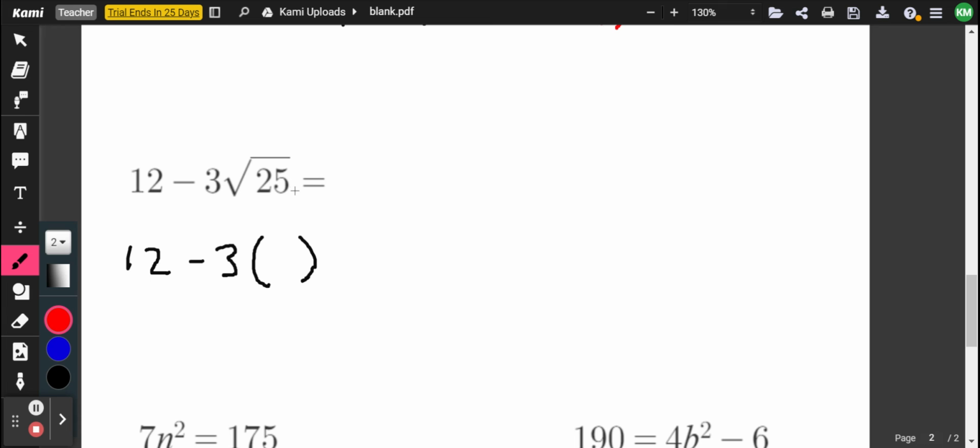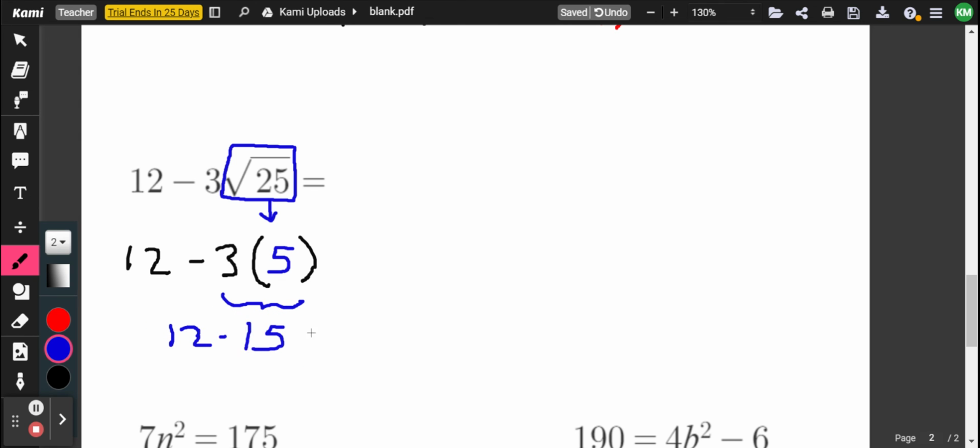We can also solve equations and expressions with square roots. So if we're looking at this problem here, I want to take care of this square root of 25, because right now the problem is 12 minus 3 times the square root of 25. So the square root of 25 is 5, because 5 squared gets me to 25. So now I have 12 minus 3 times 5. Well, 3 times 5 is 15. So 12 minus 15 equals negative 3. So my answer for that is negative 3.